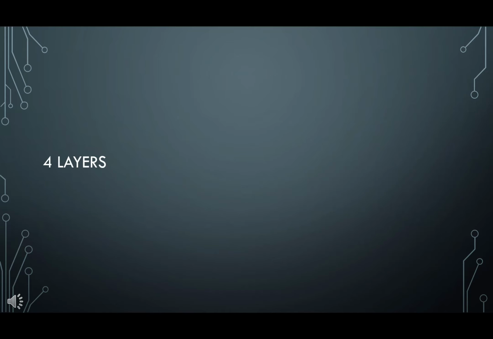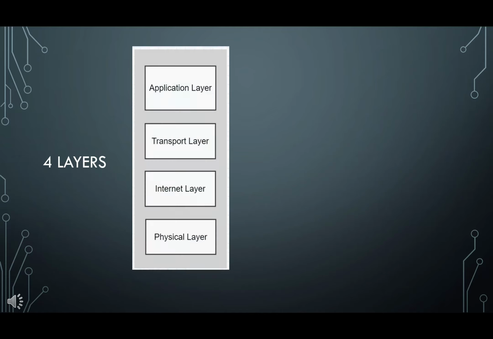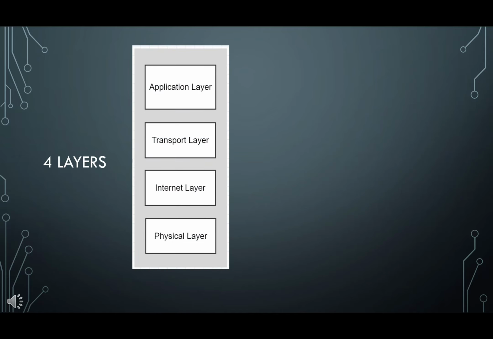Let's take a look at the 4 layers. The 4 layers are the application layer, transport layer, internet layer, and physical layer. The application layer provides access to network resources. It allows access to internet resources and network resources. Without this application layer, for example, I'm clicking something on my desktop computer, such as Skype, and I'm sending a message to one of my friends.